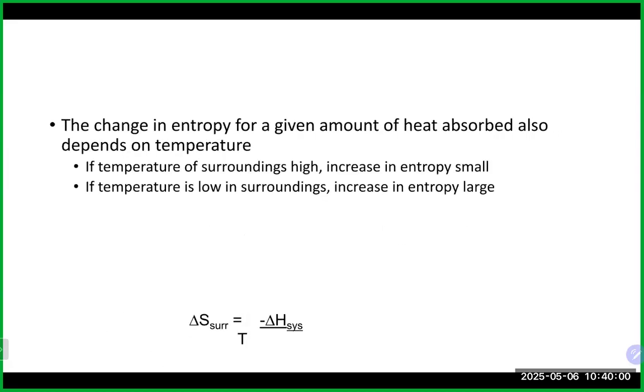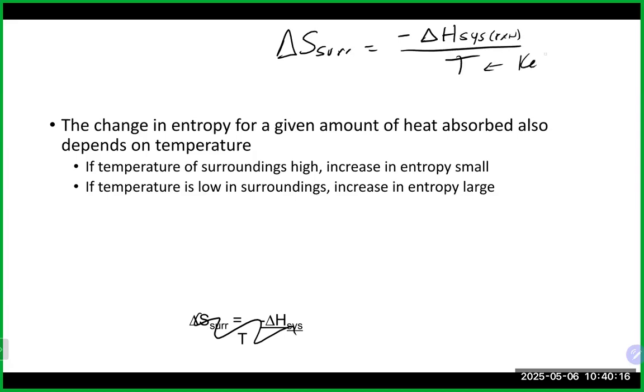It is this formula here, which is totally messed up here, so let me just rewrite it. Delta S of the surroundings is equal to negative delta H of the system, or the reaction, divided by our temperature in Kelvin. Yes, it does need to be in Kelvin here. And as I mentioned before, if the temperature of the surroundings is high, the increase in entropy will be small. But if you have a lower temperature of the surroundings and an exothermic reaction, you will see a much larger change. So this is how we calculate our delta S of the surroundings.